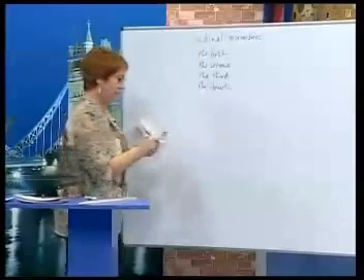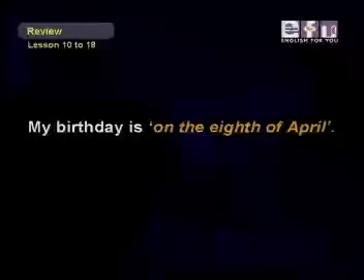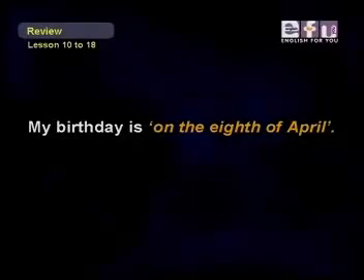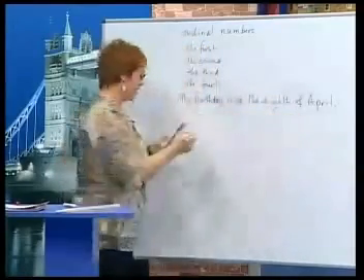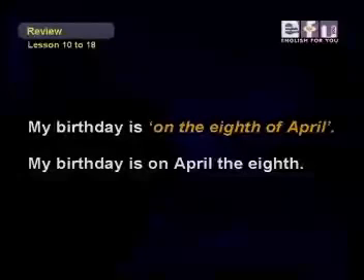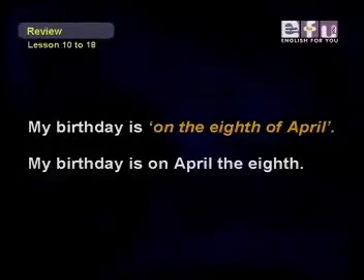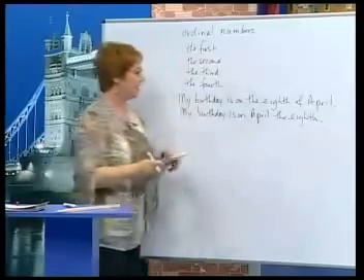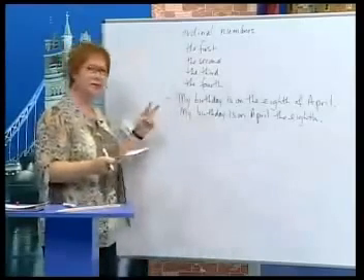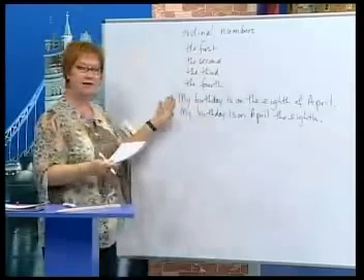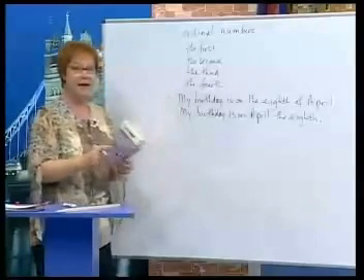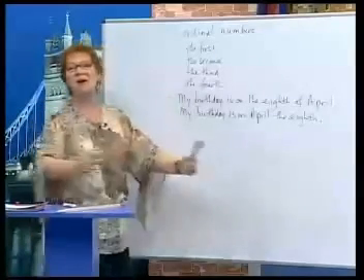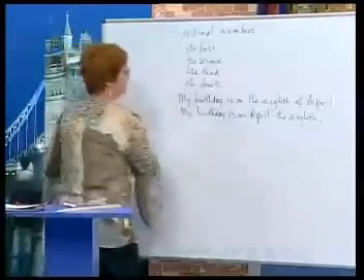So, the first. So, if I say, my birthday is on the 8th of April, you can see that it's the 8th day of April. And we can also say, my birthday is on April the 8th. Okay? So these are the same information. It's just two ways of saying it. My birthday is on the 8th of April. My birthday is on April the 8th. They're the same.